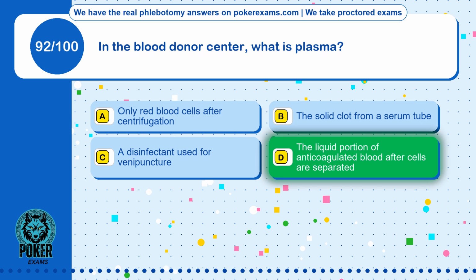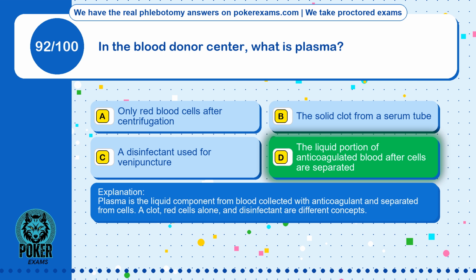The correct answer is option D. The liquid portion of anticoagulated blood after cells are separated. Plasma is the liquid component from blood collected with anticoagulant and separated from cells. A clot, red cells alone, and disinfectant are different concepts.